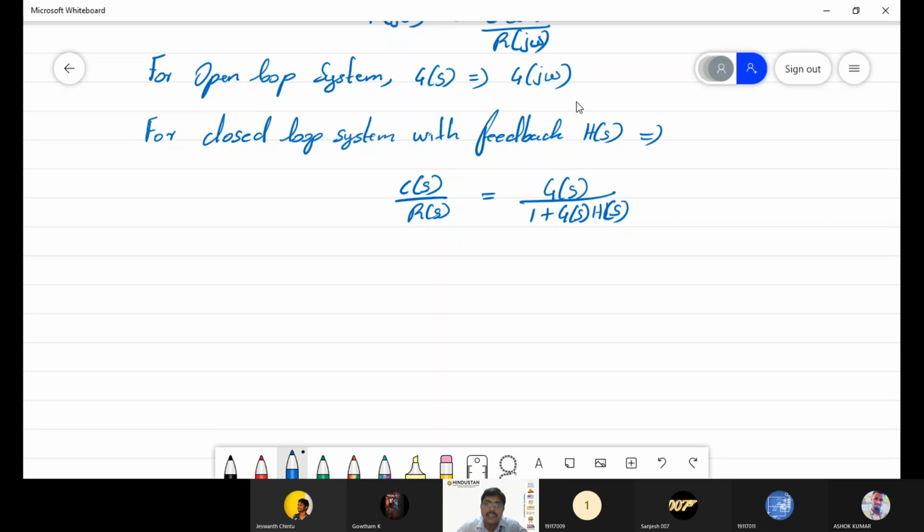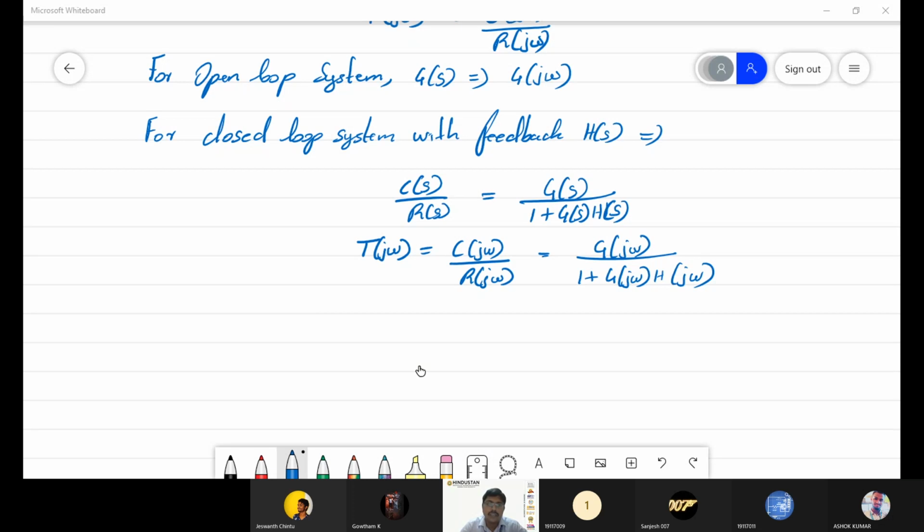Now, if it is the frequency domain, everything will be replaced. That is T of j omega equals C of j omega divided by R of j omega, and here also it will be replaced by G of j omega divided by 1 plus G of j omega into H of j omega. And now if you need magnitude as well as phase angle, how can we find it? That is the important thing here.